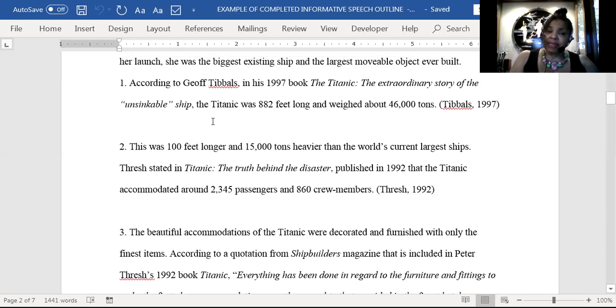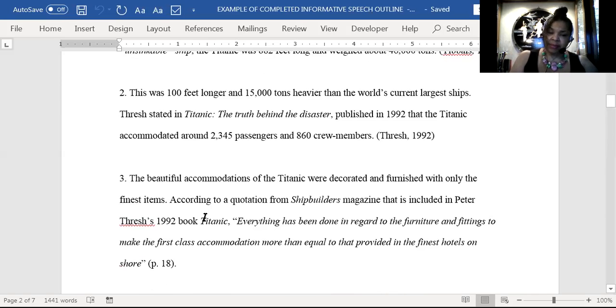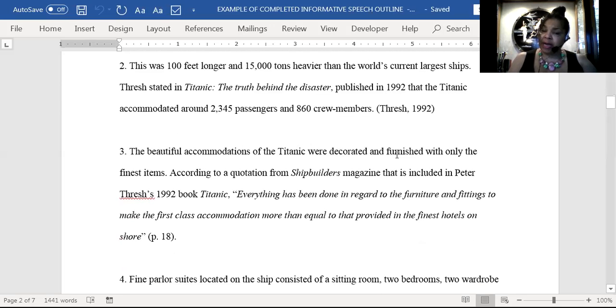The nice thing about the way that this is done with each of these main points, you can take them out as you need to or add more in if you have more time. So this is great. The beautiful accommodations of the Titanic were decorated and furnished with only the finest items. She gives you the source again, according to a quotation from Shipbuilders Magazine that is included in Peter Thrush's 1992 book Titanic. And then she quotes, everything has been done in regard to the furniture and fittings to make the first class accommodation more than equal to that provided in the finest hotels on shore. All right? Very, very nice.